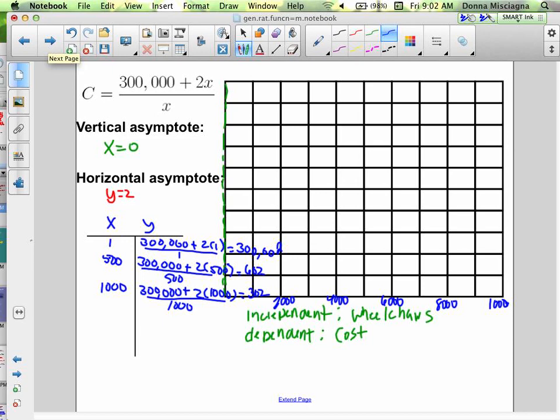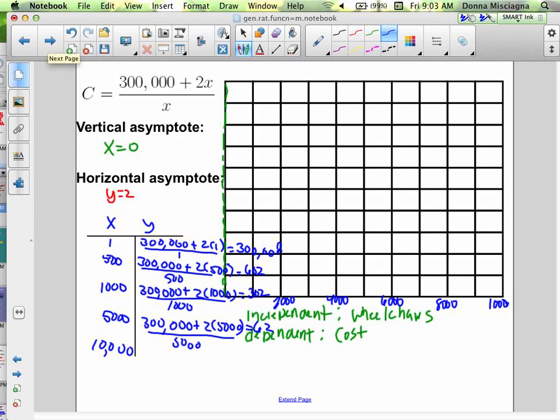Let's do 5,000. All right, so then we have 300,000 plus 2 times 5,000, divided by 5,000. All right, so that's going to be 310,000 divided by 5,000. Can you divide 310,000 by 5,000? 62. $62. Let's do 10,000. That's going to be the last number we put on here.